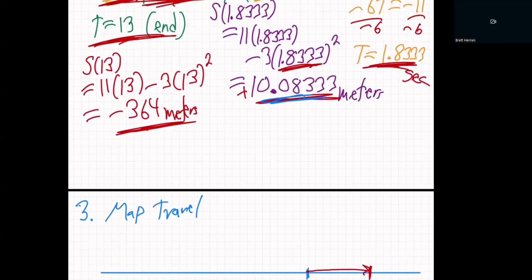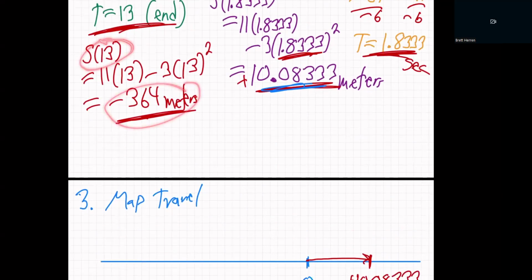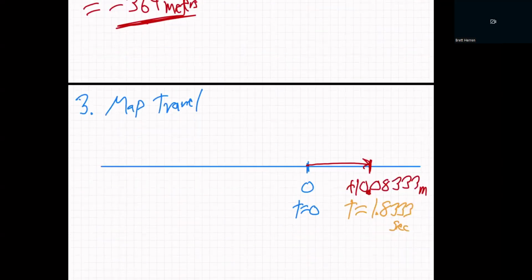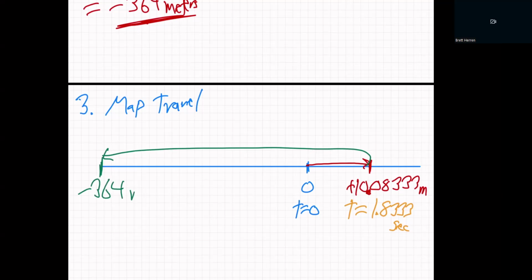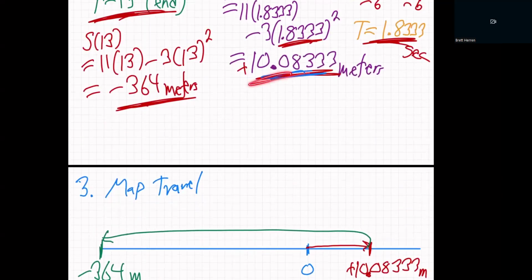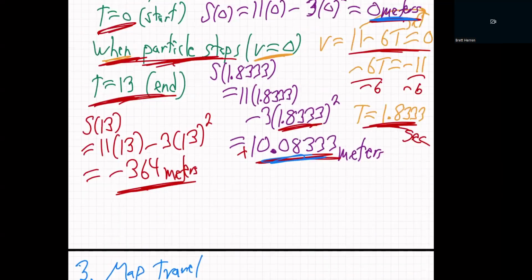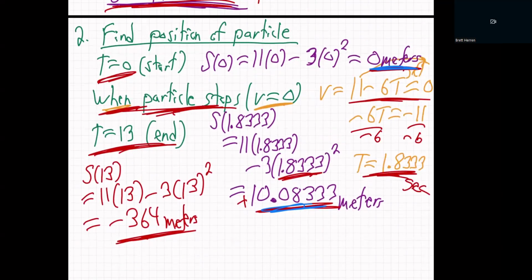Now, where does it end up after 13 seconds? At negative 364. So then it must turn around, come way back, and end up at negative 364 meters, and that's at t equals 13 seconds. So that's the travel of the particle. Do you see how we figured that out? It starts at 0 and then it goes to the right. How do I know? Because it ended up at positive 10.08 meters at 1.833 seconds. And why was that an important time? Because that's when it stopped.